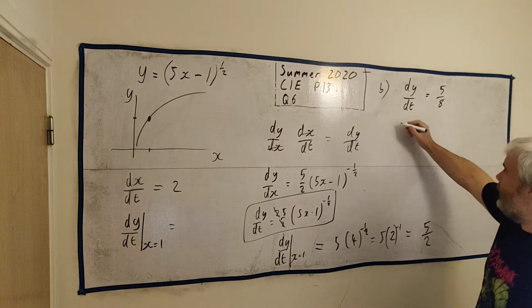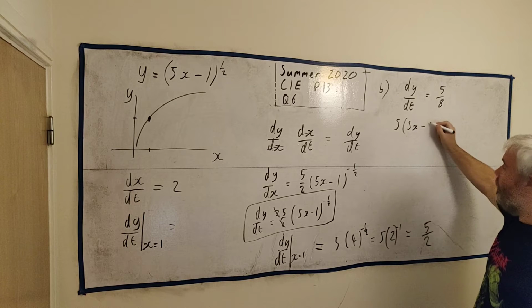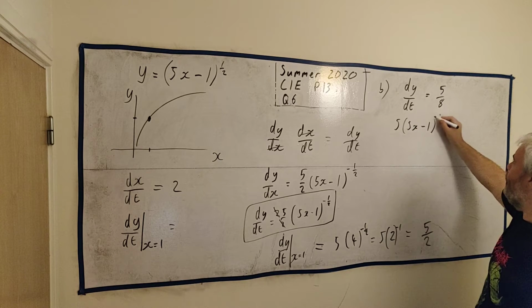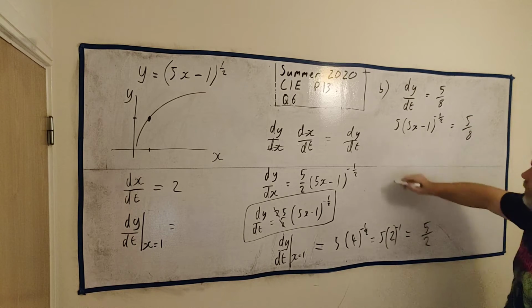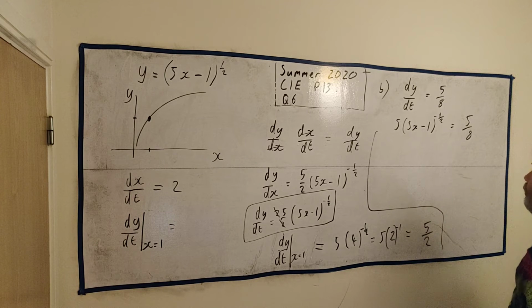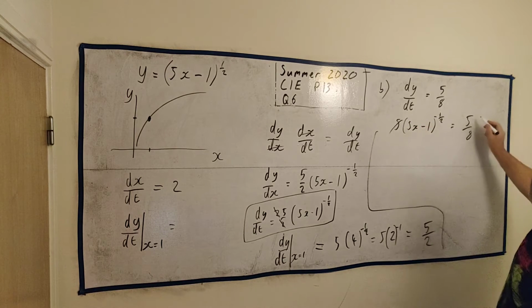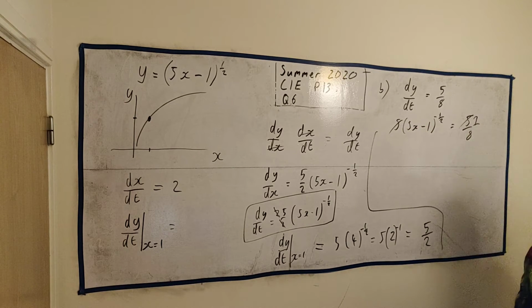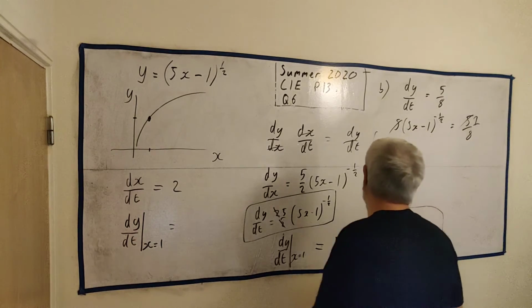So instead of dy/dt, let's write 5 times (5x minus 1) to the power of minus a half must equal 5 over 8. Can I solve this? Hopefully in this much room. I've left myself a little shorter room, so I must apologise for that. First thing I'll do is just cancel the 5s. Leaves 1 there. Divide both sides by 5, basically, is what I did.